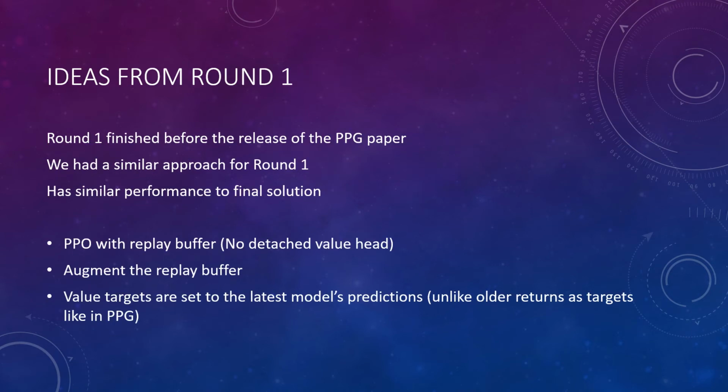One cool idea that we had actually developed before the release of the PPG paper was something very similar to it, where we had an auxiliary phase with a replay buffer, but we did not have the detached value head as in the PPG. And we also augmented that replay buffer and used the original value functions as the targets of the auxiliary phase. And that seemed to actually give a pretty similar performance to our final solution. So that's an interesting point to research further.